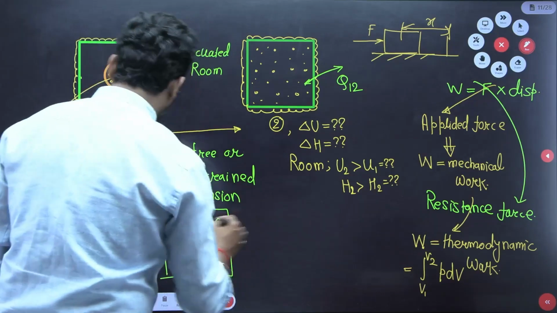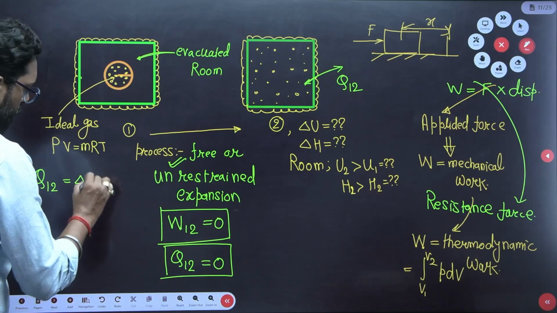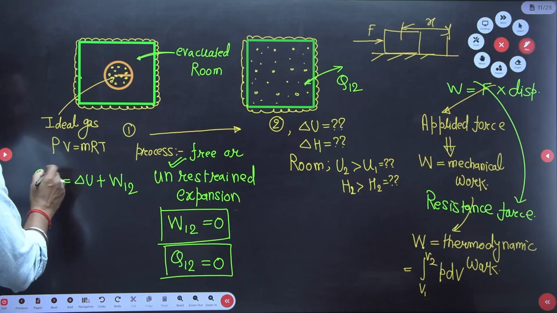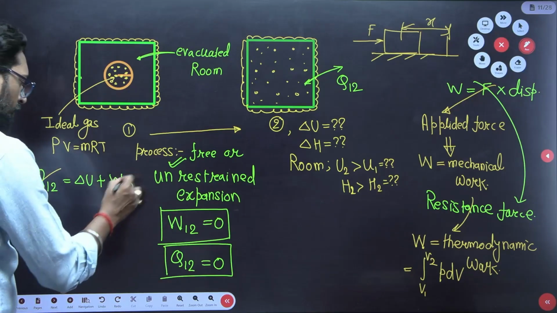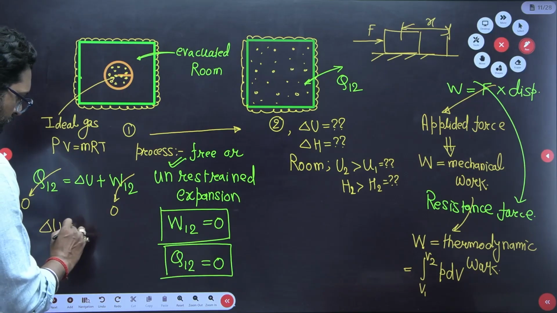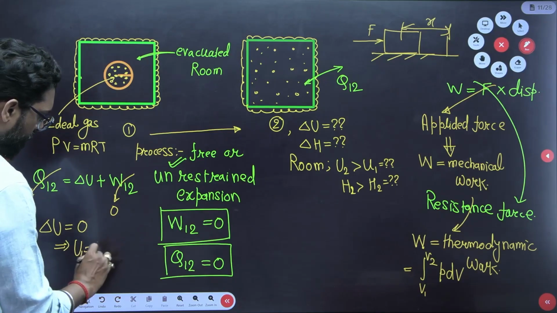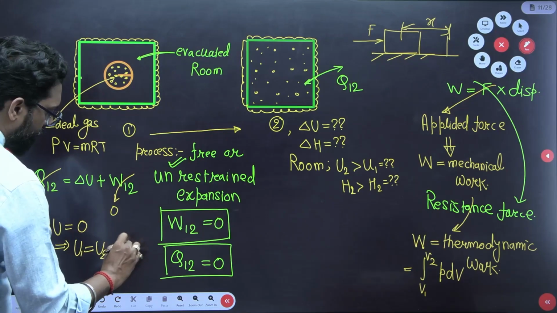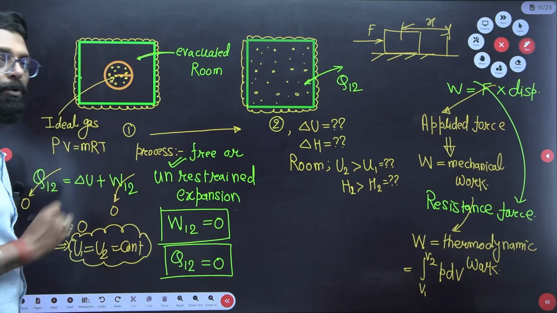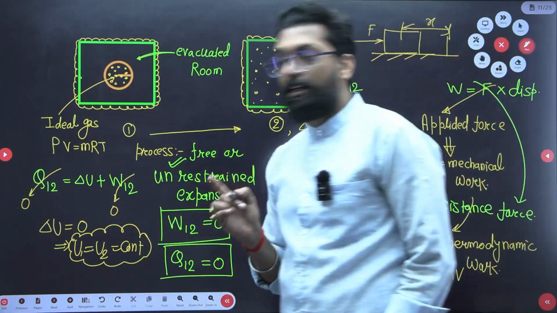So if you apply the first law of thermodynamics, Q1-2 is equal to delta U plus W1-2. Heat transfer is zero. Why? Because insulated. Work transfer is zero. Why? Because there is a free expansion. So change in internal energy is zero. That means internal energy is constant. So internal energy neither increases nor decreases during the process.